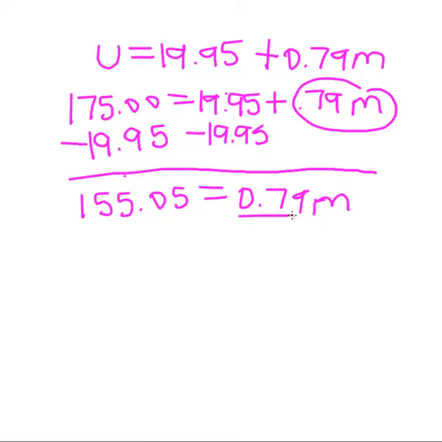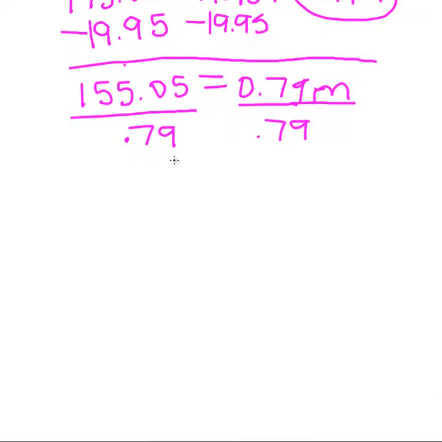The next thing I want to do is get rid of this 0.79. Because we're multiplying here, I'm going to divide each side by 0.79. And what we end up with is 196.266, and that's what M equals.